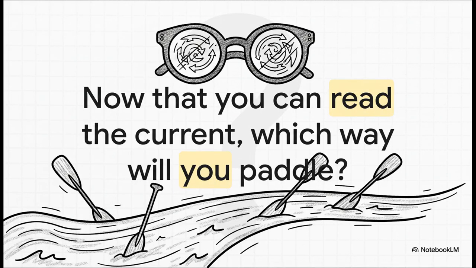By understanding this one simple number, you're no longer paddling blind. You have a new lens to see the market's internal engine, its hidden strength or weakness. The only question left is, now that you can finally read the current, which way are you going to paddle?